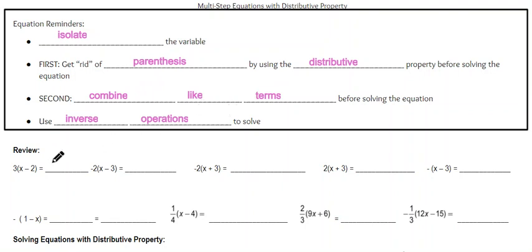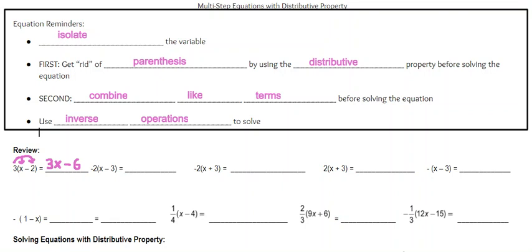All right, let's review distributive property. So with distributive property, we take the number on the outside of the parentheses and we multiply it to everything on the inside of the parentheses. So that 3, I'm going to times it to the x, and I'm going to times it to that minus 2. 3 times x is 3x. 3 times minus 2 is minus 6.